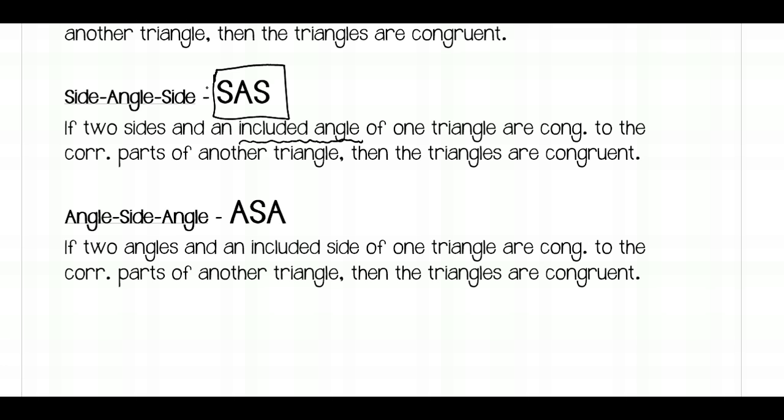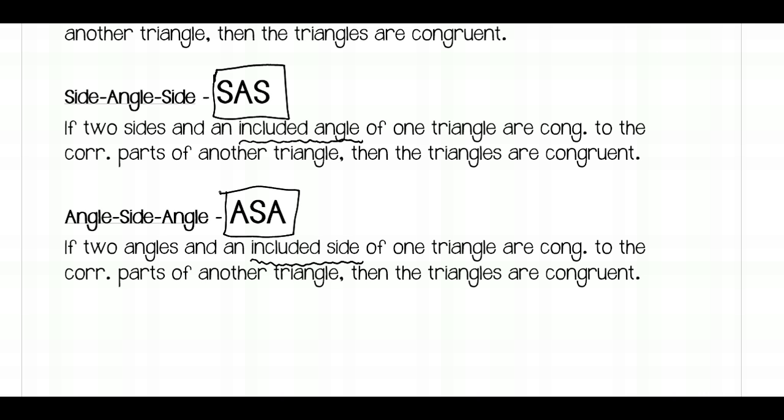And then the third method that we're going to talk about here is angle side angle. So if 2 angles and an included side of one triangle are congruent to the corresponding parts of another triangle, then the triangles are congruent. So again, here's that idea of included side. Very important. It's got to be the side in between the 2 angles. Then we can guarantee the triangles are congruent. In our proofs, we'll just put ASA, and in parentheses, we'll put some numbers. And again, we'll talk more about that.